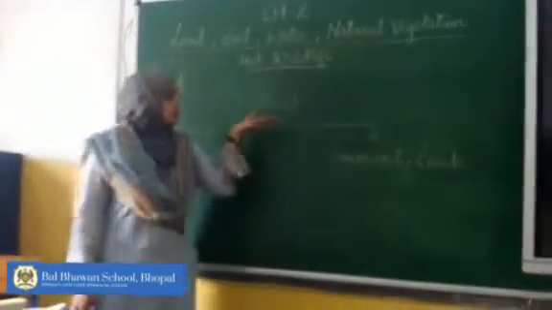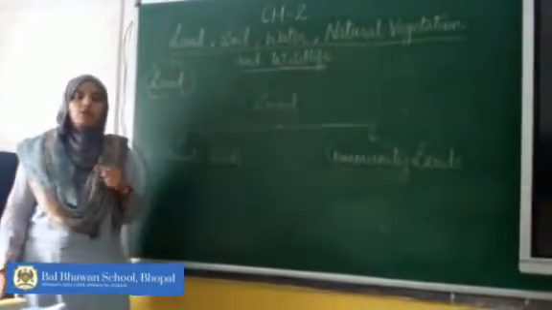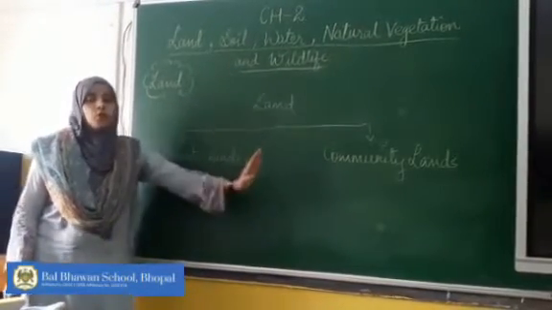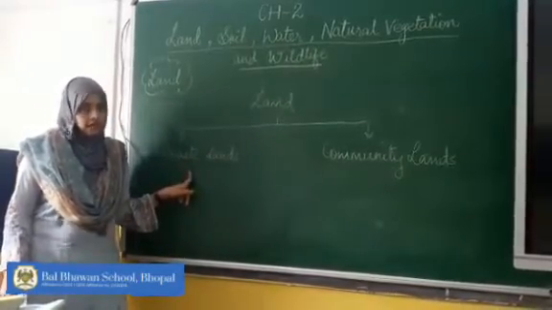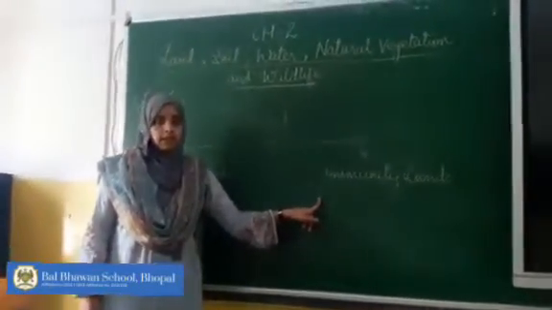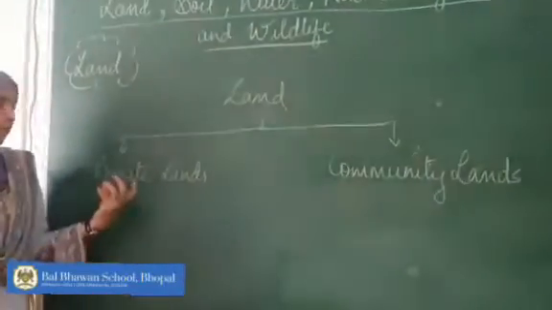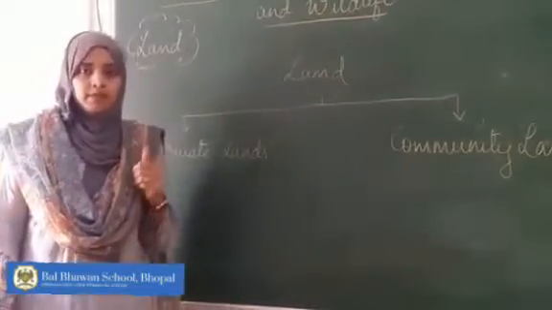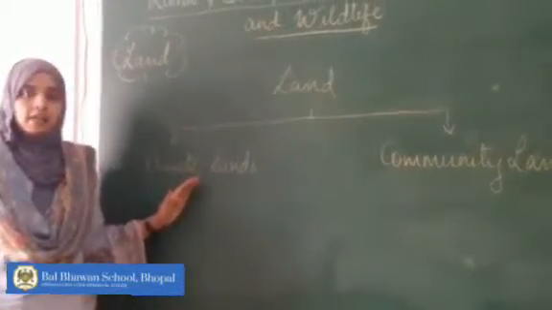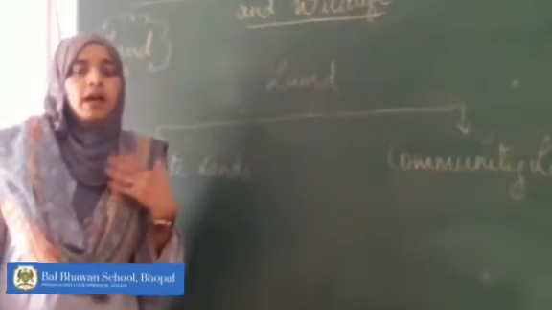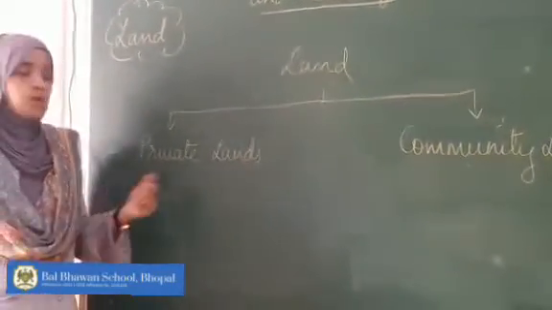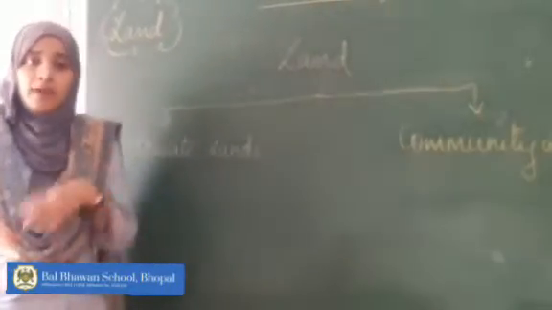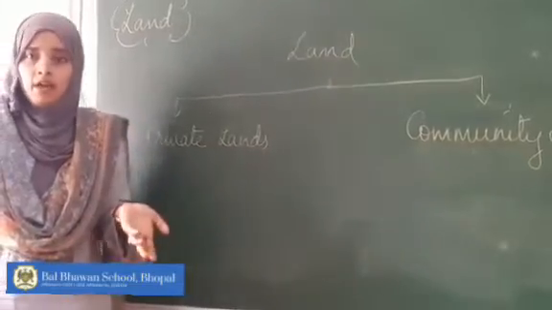Let's see the classification of land on the basis of ownership. Now, on the basis of ownership, land is classified in two parts. First is private land and the second is community land. Now, what is private land? Private land is that land which is owned by an individual himself, herself. Suppose, take an example, I have 4 acres of land. So that land belongs to me only. I am owning that land. That is my private property. Nobody can take it away.